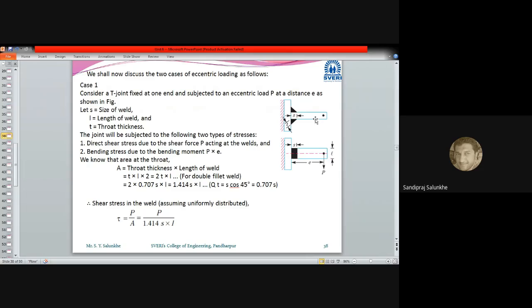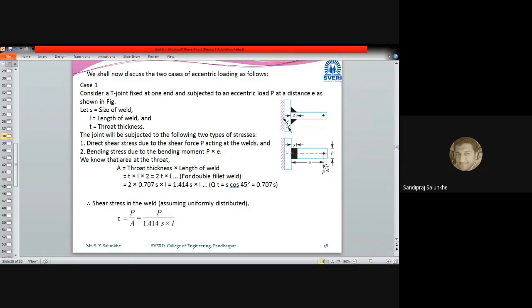Now we will consider one case first of all, where P joint is fixed, and one end is subjected to eccentric loading. That is nothing but the point which has been shown here. On that point, the load P is applied.